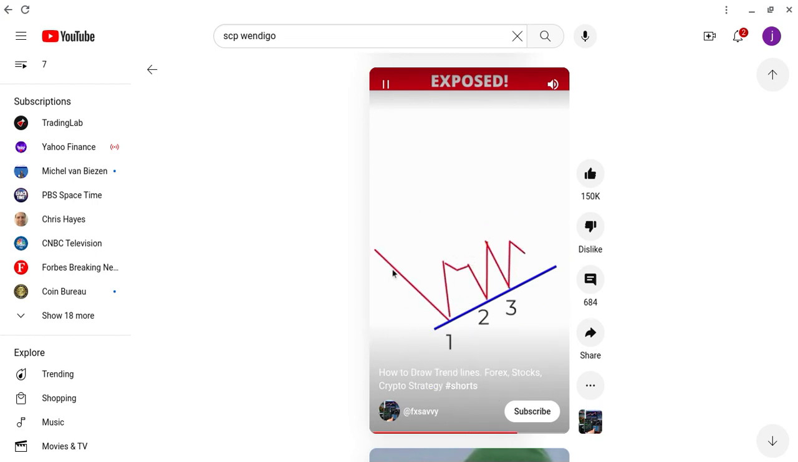So, when the price comes back to touch the trend line for the fourth time, giving you a trade opportunity, that fourth touch must happen slowly. If the price does the fourth touch of your trend line with a sharp move, then you should not trade based on it.